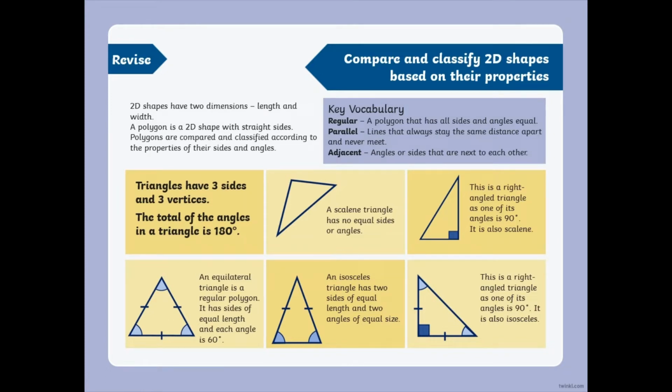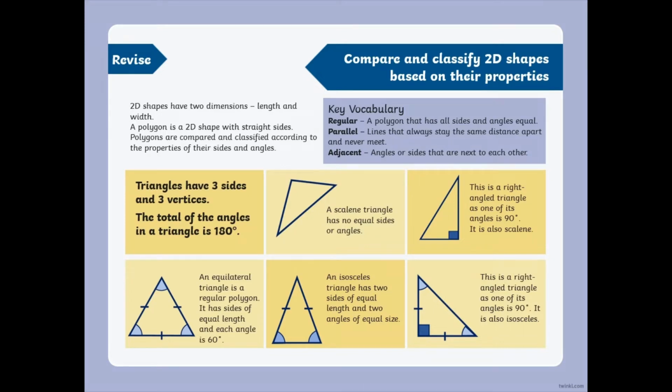Irregular shapes, irregular polygons, have different side lengths and different angles. So just be careful when it's regular or irregular. Every shape can be classified as one of those two. Parallel lines, remember, are lines that will always stay the same distance apart and will never ever meet. And adjacent, that is angles or sides that are next to each other.